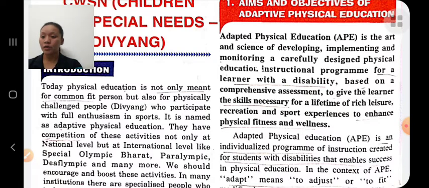They have competitions not only at national level but also at international levels, like Olympic, Special Olympic Bharat, Paralympic, Deaf Olympic, etc. These are the competitions for Divyang persons.